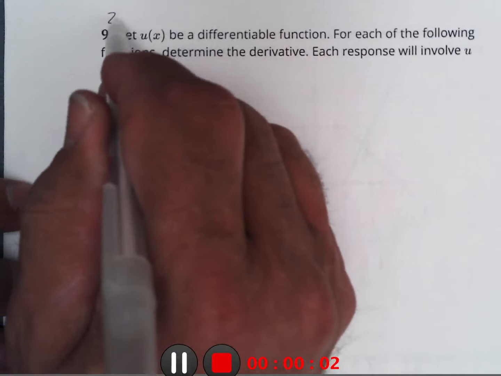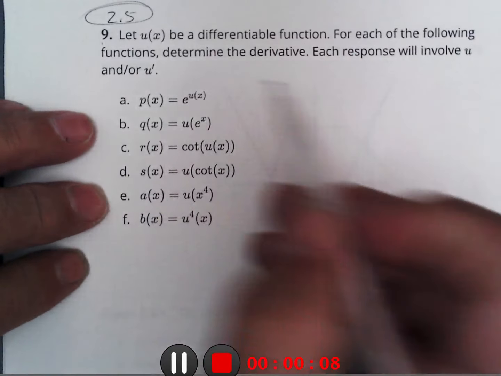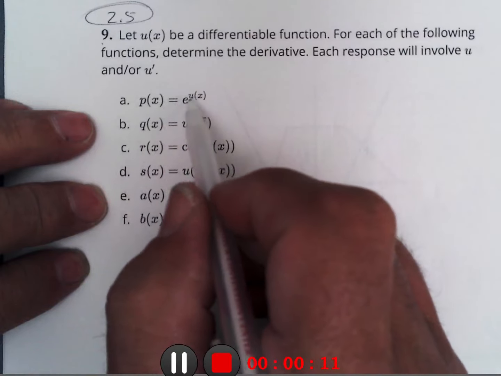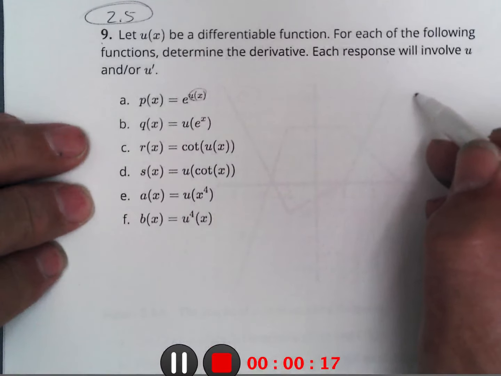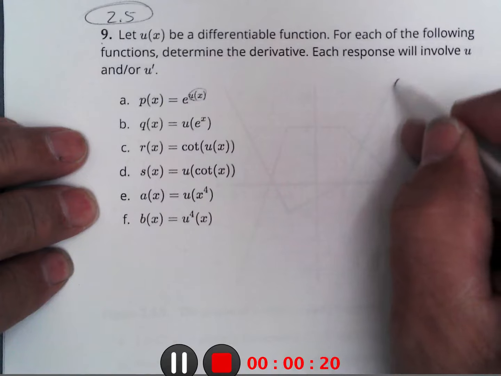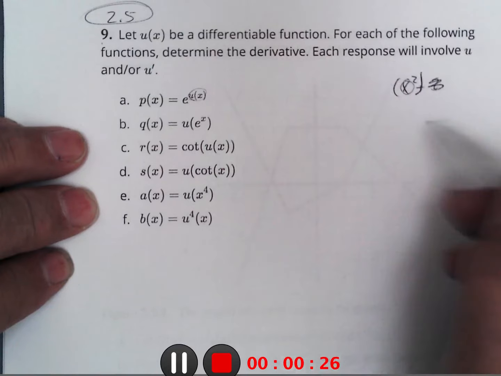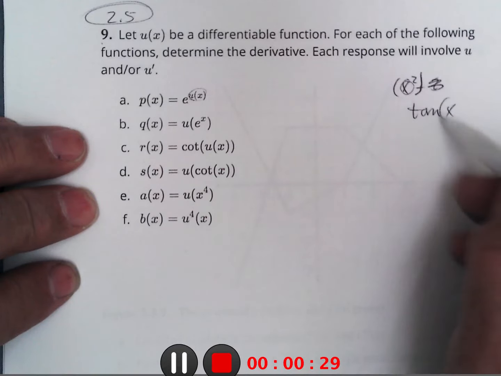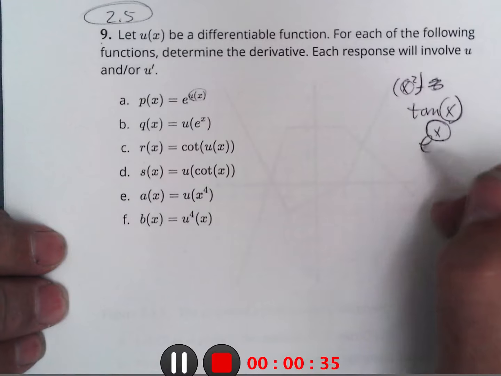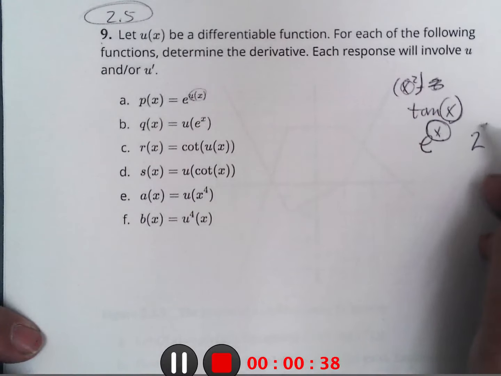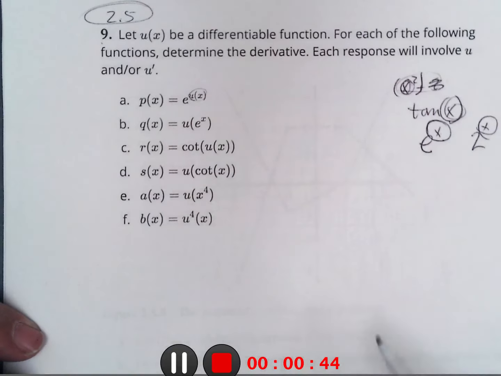2.5 section number 9 looks like this. And P of x is this. Just for clarification, if we have x squared plus 2, x squared, inside is the x. If we have tangent x, that's the inside. If we have e to the x, this is the inside of the function, e to the something. Or 2 to the x, that's the inside. Or if we have a power, that's the inside. So here we have the inside.